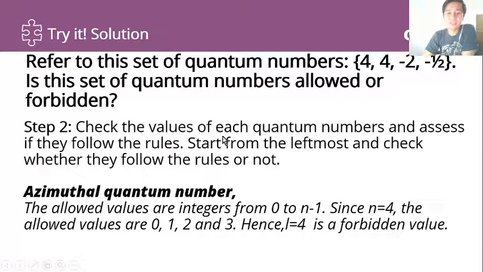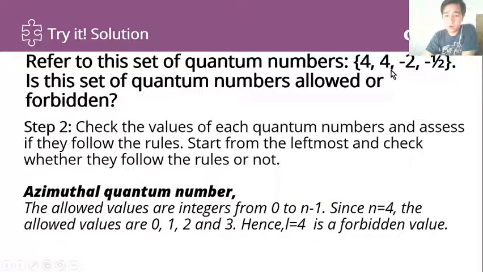Next, check the values. For the second value, it's 4. It stands for the azimuthal quantum number. We know that the allowed values for azimuthal are integers from 0 to n minus 1, where n is the energy level. If n is equal to 4 here, what are the allowed values? That's n minus 1, so 4 minus 1 is equal to 3. Therefore, the allowed values are 0, 1, 2, and 3.